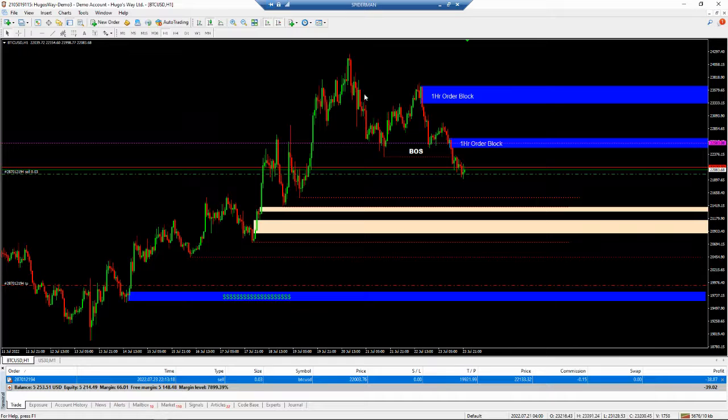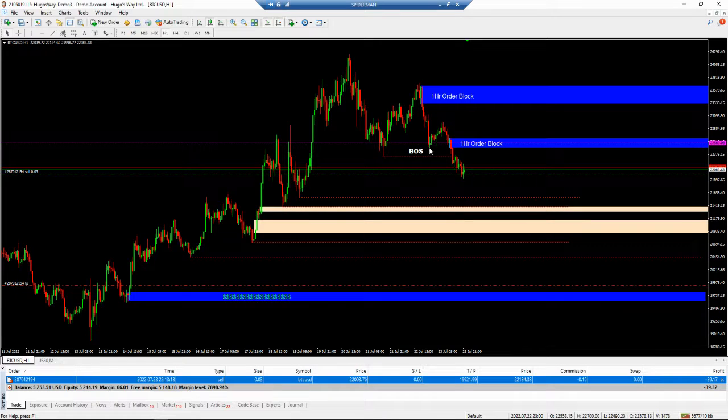So you come down, you make a lower low, a lower high, and then a lower low. This doesn't count as a lower low because this lower low is higher than this lower low. So this would make this a lower high. So we come down, lower low, lower high, lower high, lower low, lower high.